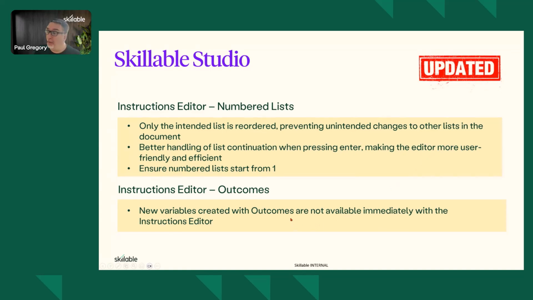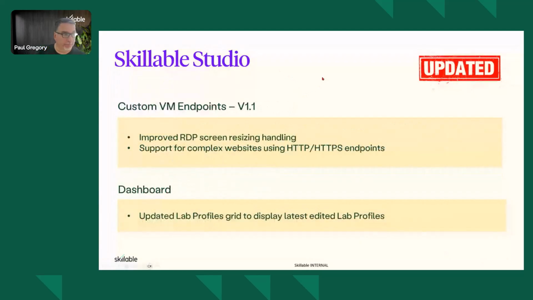Now we're going to talk about outcomes. We'll get into this in more detail when we get to outcomes. But one of the things outcomes can do is manipulate variables, and that includes creating them. Now, there was a little bug: if you used an outcome to create a variable, it didn't actually display the variable in the instructions editor until you closed the instructions editor and reopened it. So that's just been fixed. That's just an improvement now. Quality of life improvement.